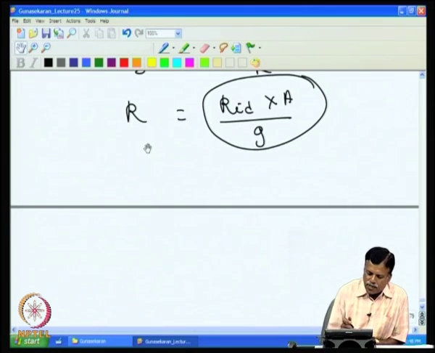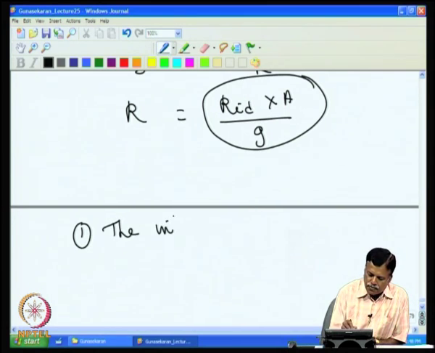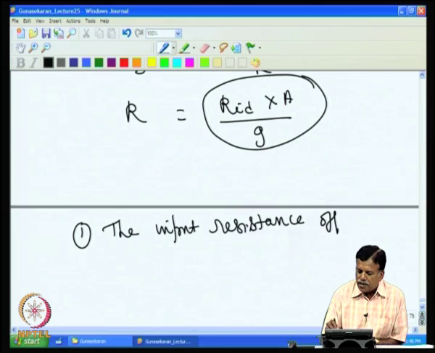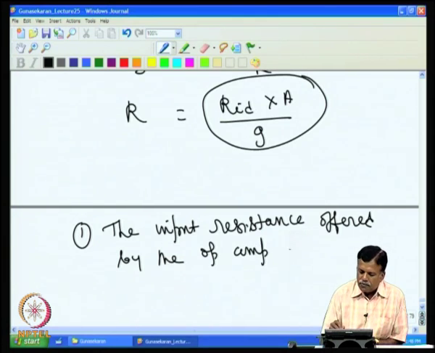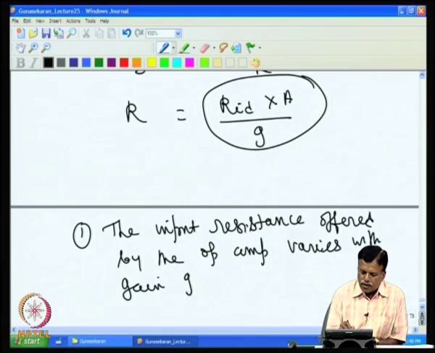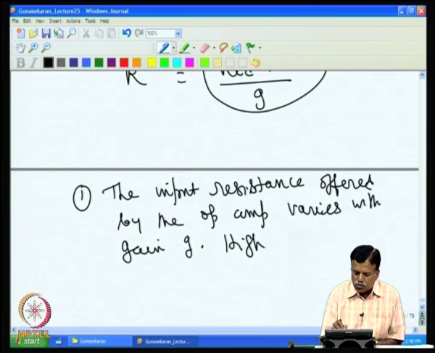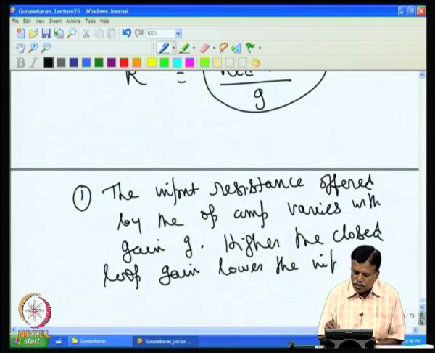So, essentially it means the input resistance offered by the op amp varies with gain G. Higher the closed loop gain, lower the input resistance.